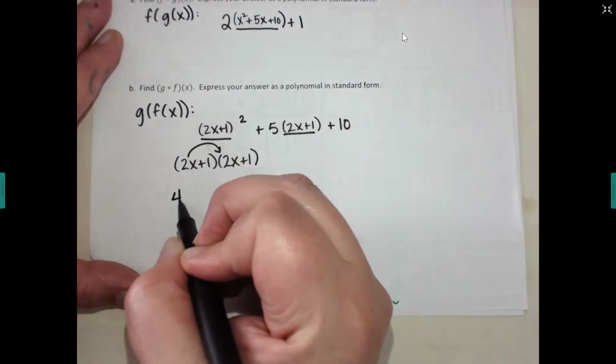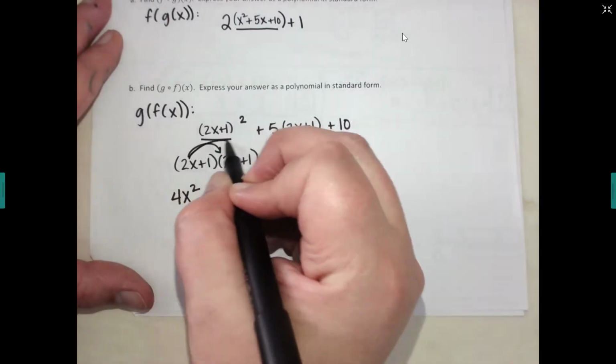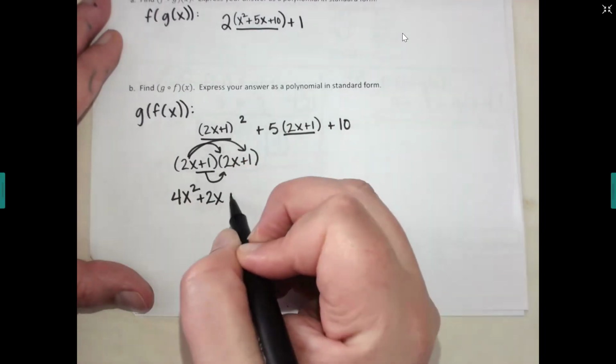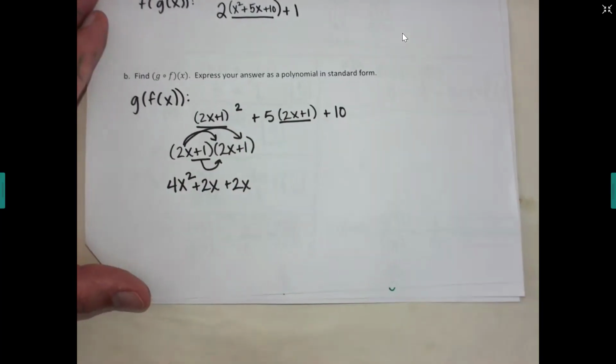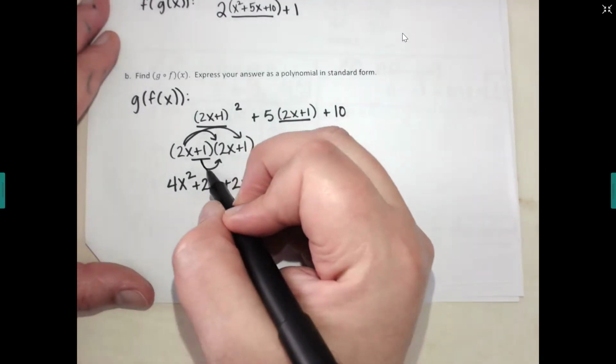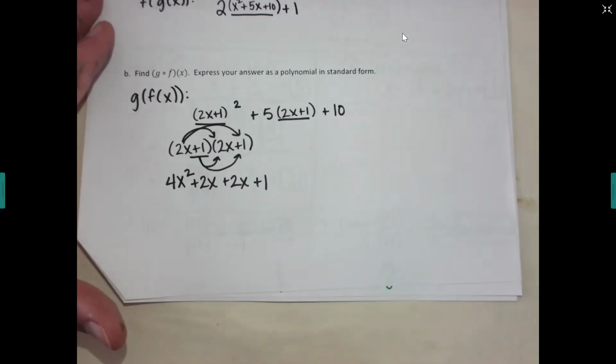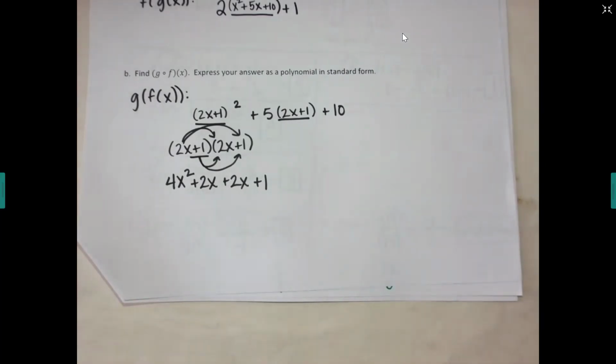That's going to be 4x squared. 2x times 1 stays a 2x. 1 times 2x is another 2x. 1 times 1 is a plus 1. Okay, but notice I had to double distribute here because it was 2x plus 1 times another 2x plus 1. This is regular distributing, you're just timesing in the 5. Okay, then once you do that, you'll combine like terms.